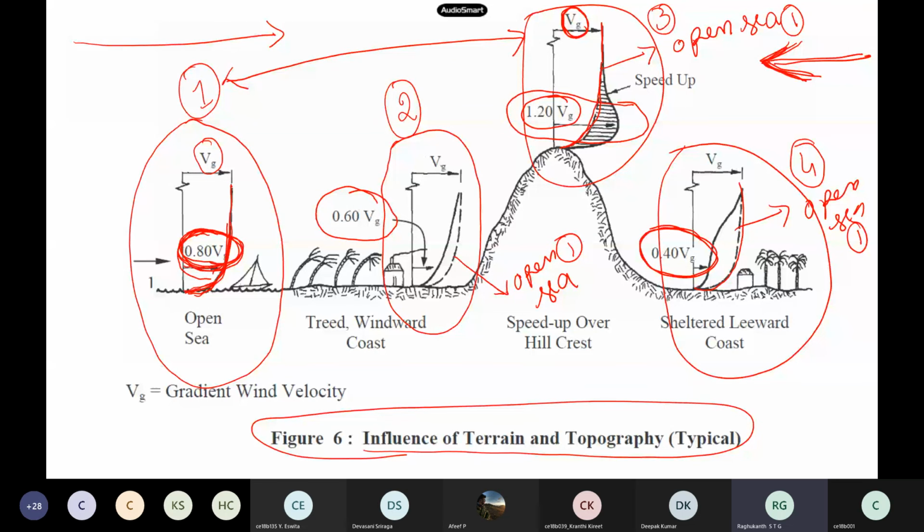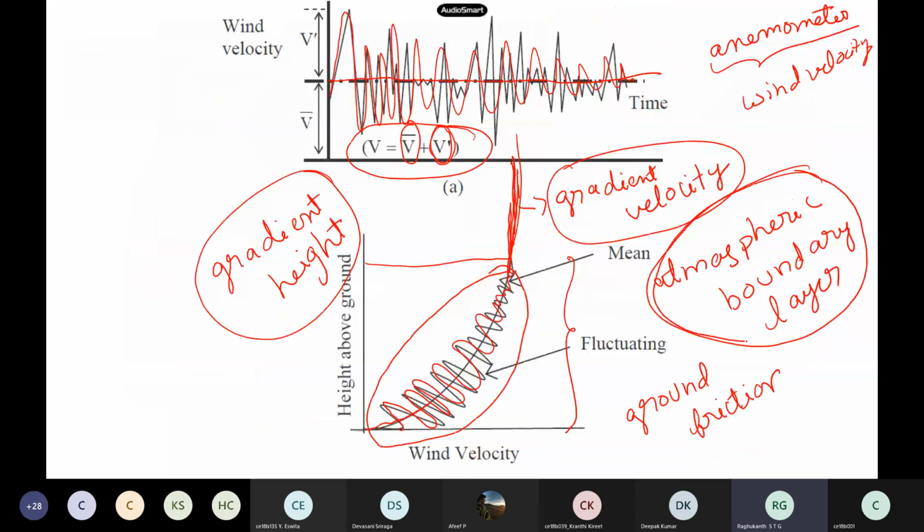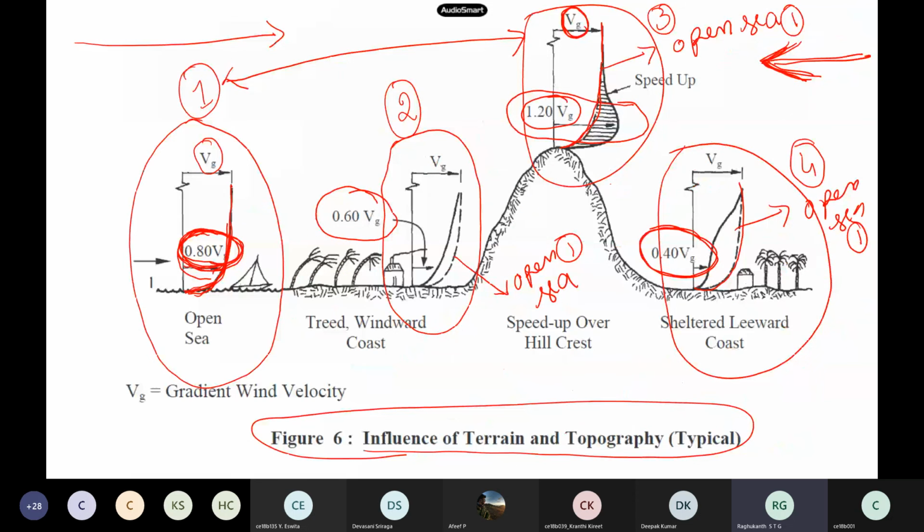So the topography and terrains have a lot of influence on this. Please remember these words: atmospheric boundary layer, then gradient height, and gradient friction. But one thing is, whatever the topography, once you reach certain heights, at 200 meters, 300 meters, everything has to remain constant. It becomes a constant, the gradient velocity. So topography and terrains have a lot of influence on wind speeds, and of course our design also depends on these things.